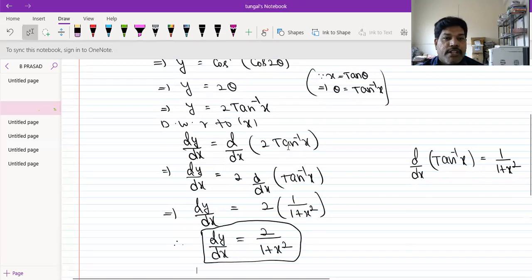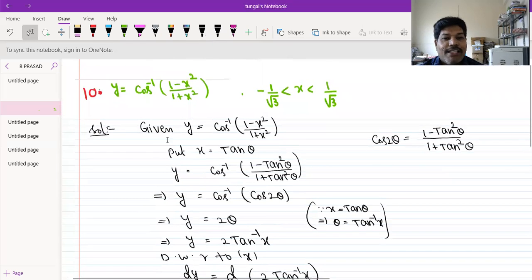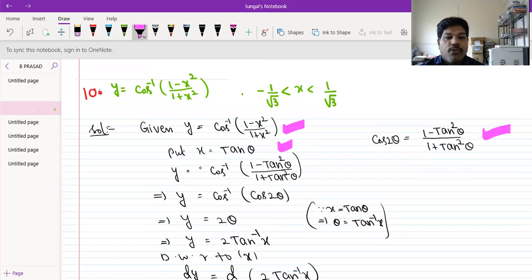So see that formula, students, what we get. y is equal to cos inverse of (1 minus x square) by (1 plus x square). Then we take x is equal to tan theta and substitute this value in the next step. We get 1 minus tan square theta by 1 plus tan square theta, which is nothing but cos 2 theta. It becomes cos inverse of cos 2 theta; cos inverse and cos cancel, and you get 2 theta.